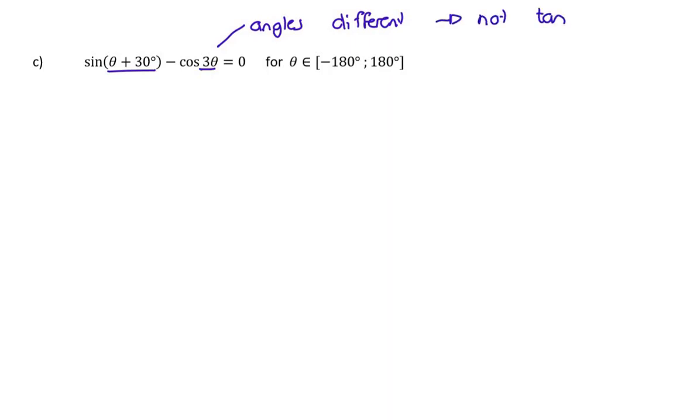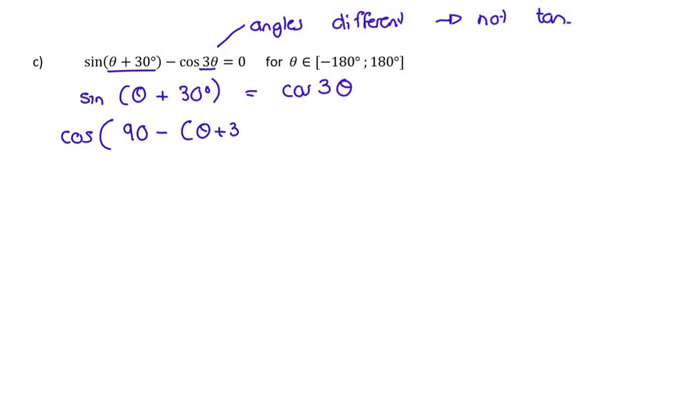So this is not a tan example, which means I'm going to change this to sine equals cos because I want them to be equal to each other. Now I'm going to change this to a cos equals cos because I prefer that, which means I'm going to change this to cos, and this will be 90 minus theta plus 30. So it makes that angle messy, but it's not really a problem. Now once you have cos equals cos, it's actually not that bad.